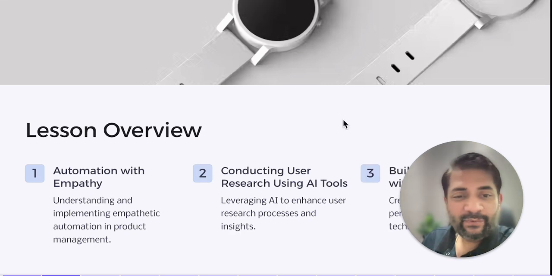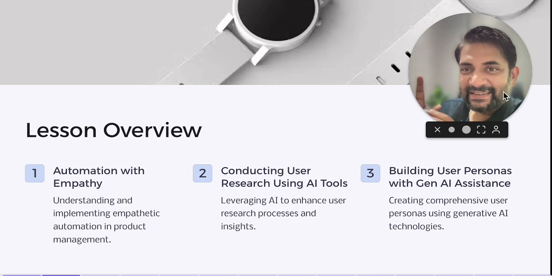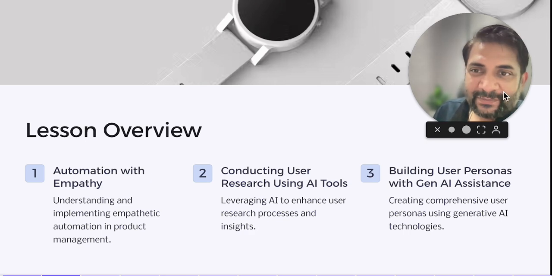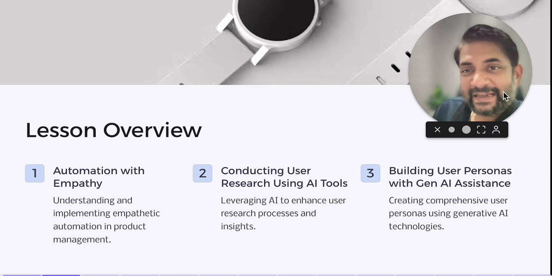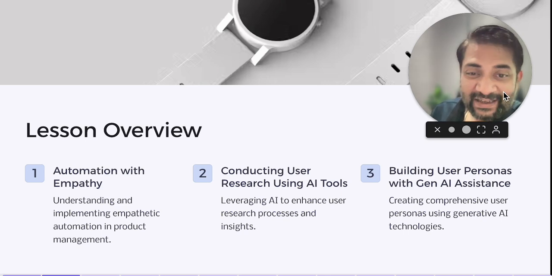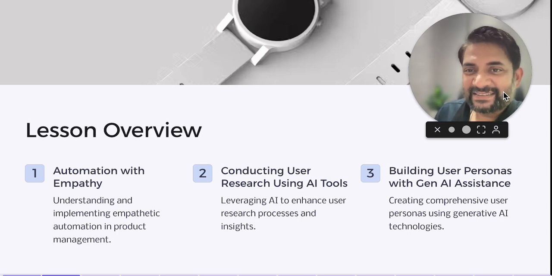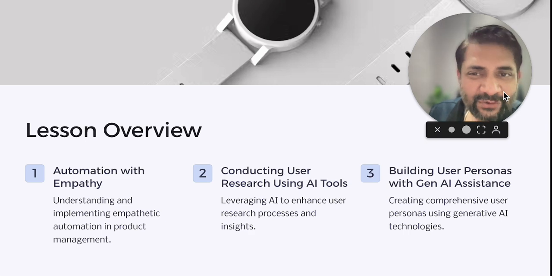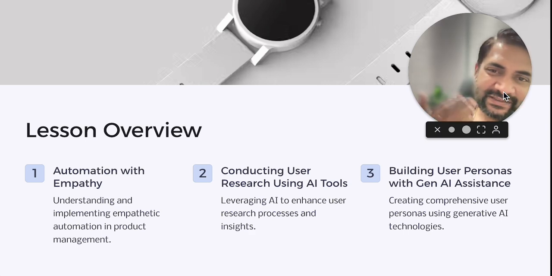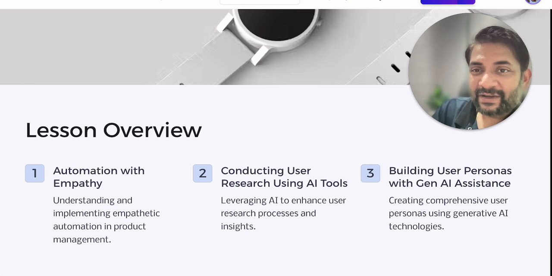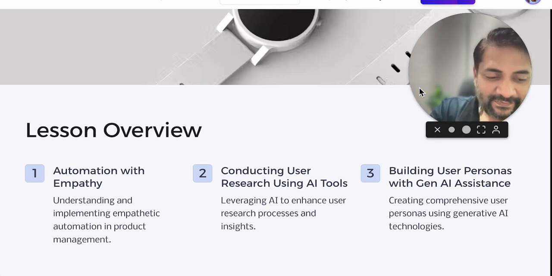In this lesson, what we are going to cover is automation with empathy. We'll understand and implement empathetic automation in product management. We'll talk about conducting user research using AI tools, and we'll build user personas with Gen AI assistants. Each section will include definitions, practical examples, relevant data and statistics, and step-by-step guidance to help you master user empathy and research in product management.